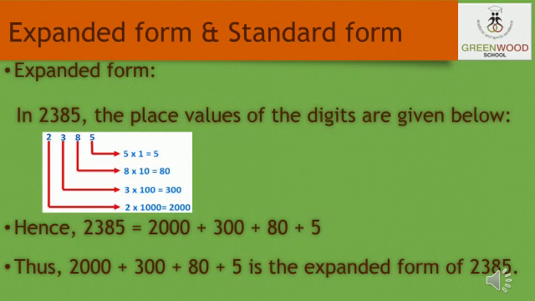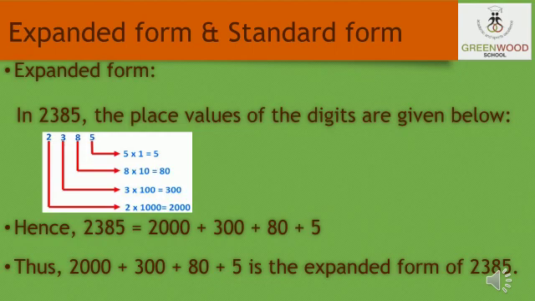Expanded form is a way to write a number by adding the values of its digits. We can use a place value chart to think of the value of a number's digits. In short, first write the place values, after that put a plus sign between them. Let's see an example. In 2385, the place values of the digits are given below. 2 at the place of 1000, so 2000. 3 at the place of 100, so 300. 8 at the place of tens, so 80. 5 at the place of 1, so 5 only.